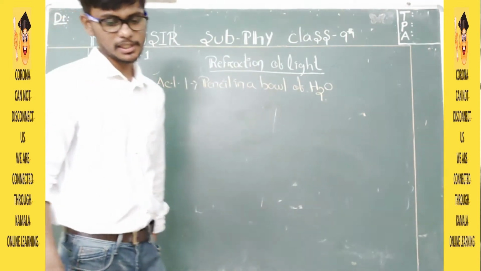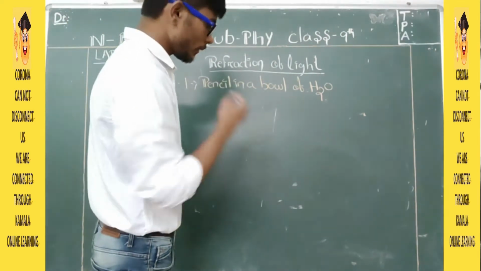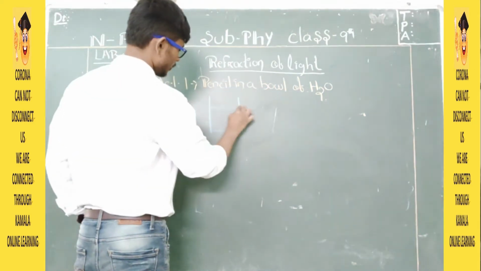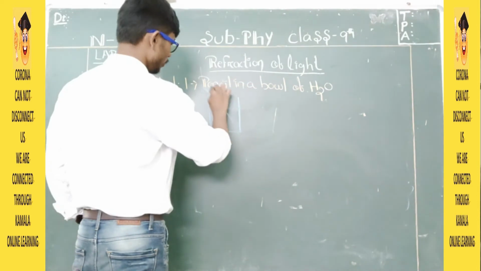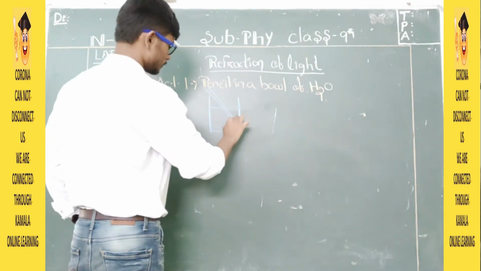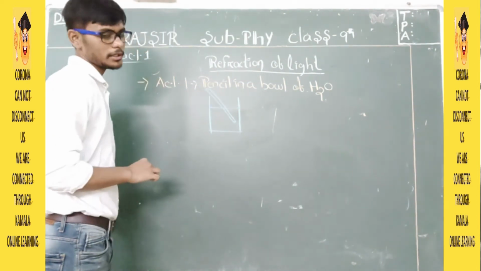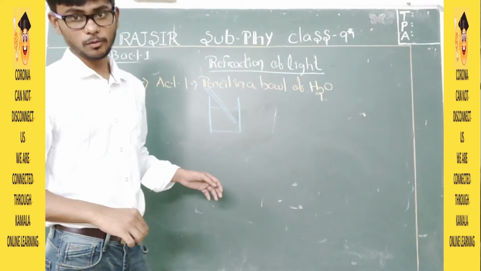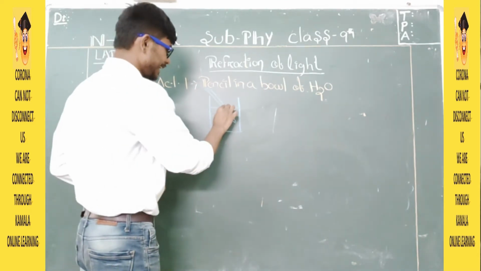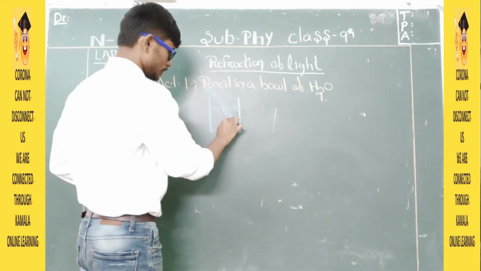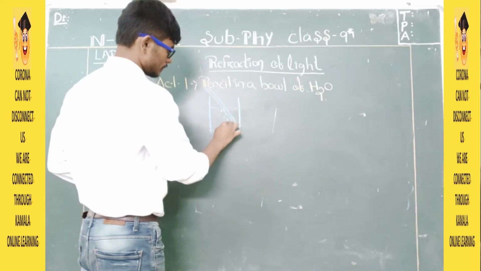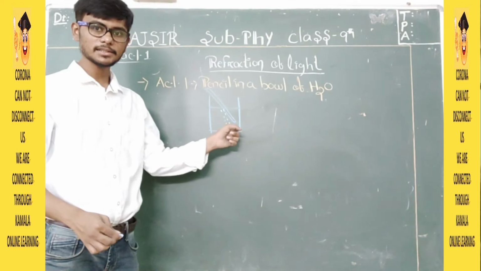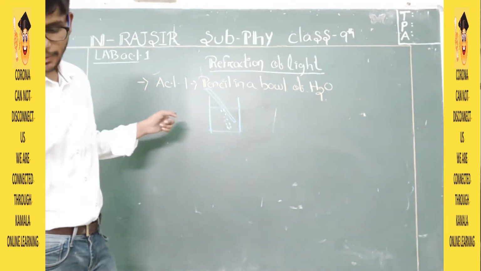Our first activity is pencil in a bowl of water. What will we take? We will take a beaker. We will place water, and along with the water, we will place a pencil as well. So we have drawn it like this. But in reality, what will happen? The pencil will look slightly bent. When you observe, the real pencil is like this, but it looks slightly bent.